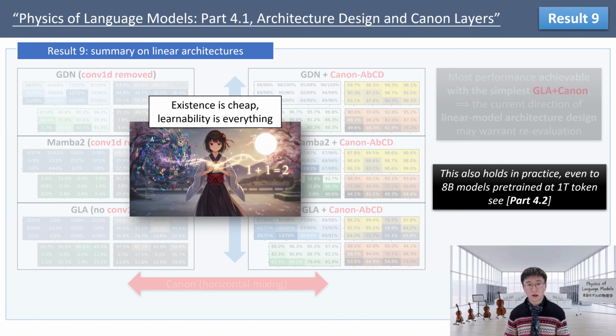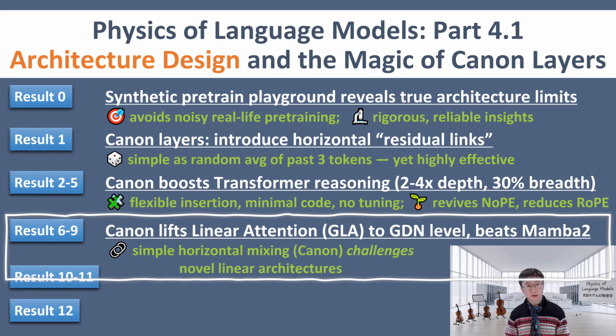By the way, I'm also going to show you that this not only holds in our synthetic playground, it even scales up to very large scale. If you do an 8 billion size model pre-trained with 1 trillion tokens, which I will show you in my next talk of part 4.2, then linear attention also works no worse than GDN and works much better than Mamba2. So therefore, our synthetic playground is not a toy example. It's actually a very predictive playground that can predict even much larger scale real-life pre-training. That I will cover in the next talk. So this concludes our discussions about Canon layers on top of linear models.